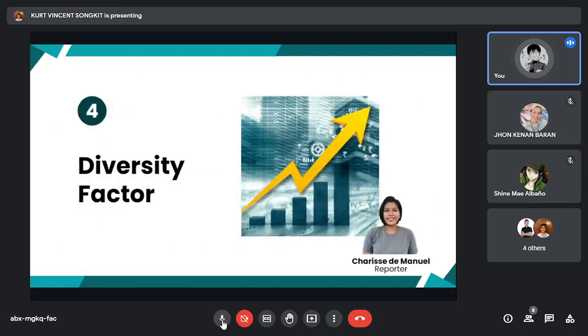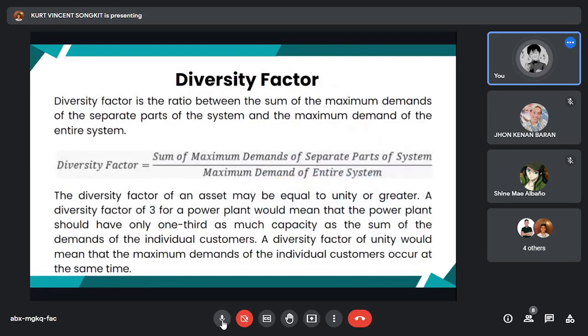Now let's move on to diversity factor. Diversity factor is the ratio between the sum of the maximum demands of the separate parts of the system and the maximum demand of the entire system. This is the equation for diversity factor. Diversity factor is equal to the sum of maximum demands of separate parts of the system divided by the maximum demand of the entire system.